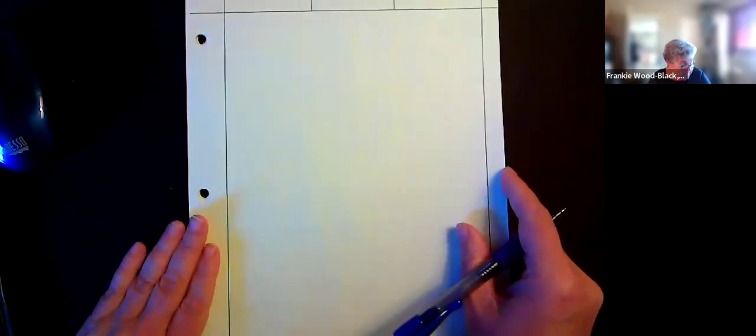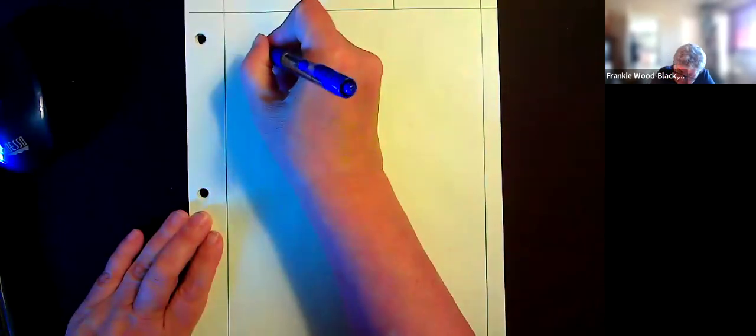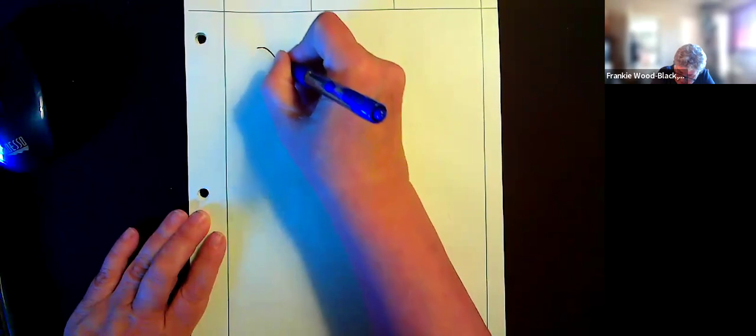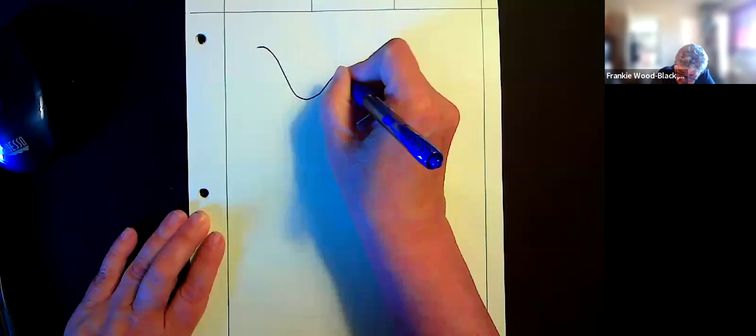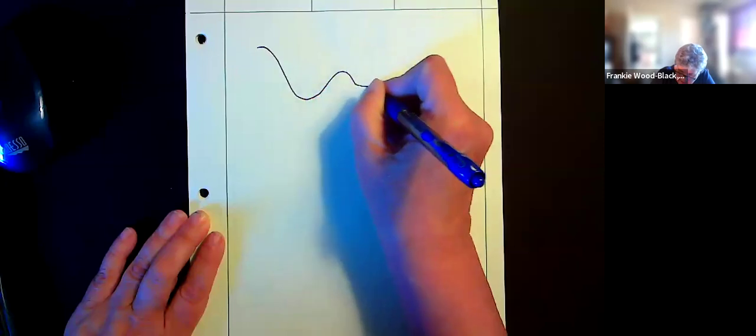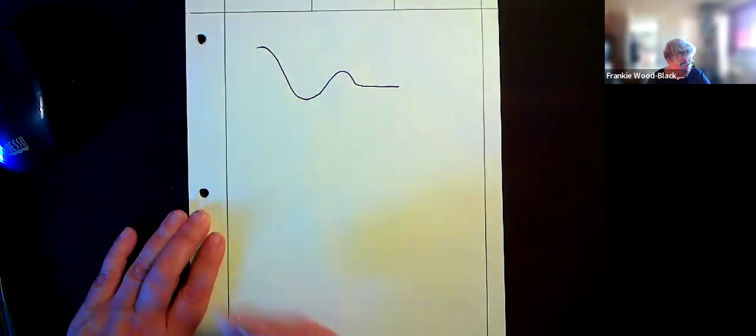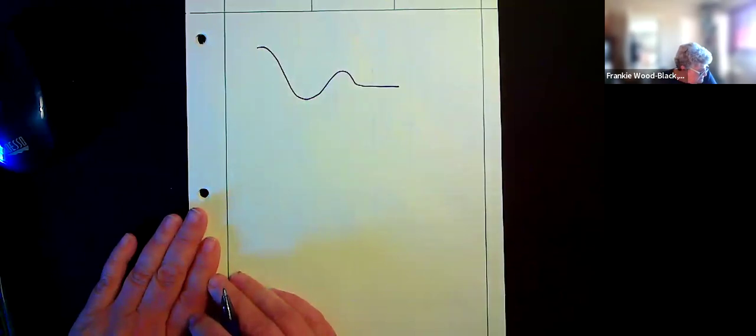So I've got a roller coaster here. We're going to start up with my roller coaster. It's going to come up here. It's going to go here, and then it's going to go off into a straight line. Okay.